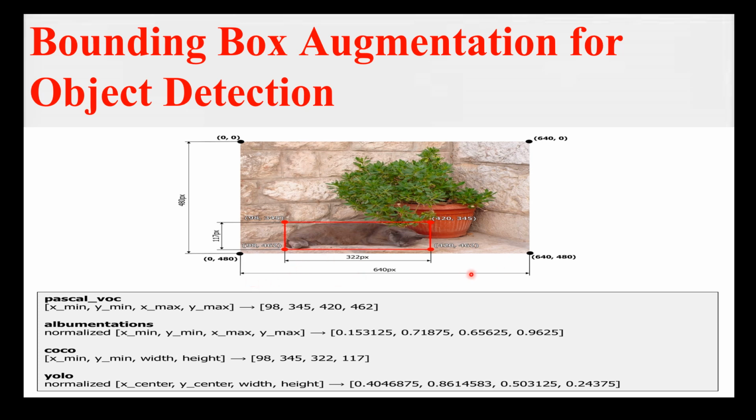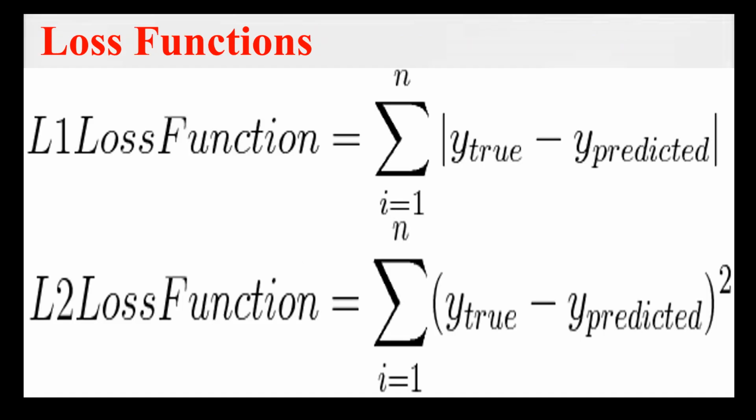Like the bounding box has xy coordinates of its corners. Top left is x min, y min, that is 98 px and 345 px. Then the top right is x max, y min, that is 420 and 345. Then bottom left is x min, y max, and then bottom right is x max and y max. So using these techniques we can find out its values according to the type of annotation format which we want to use for this object detection.